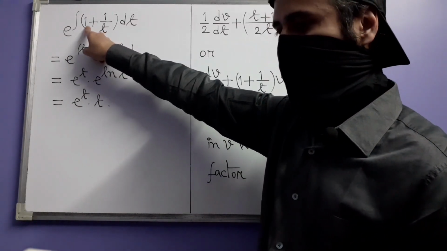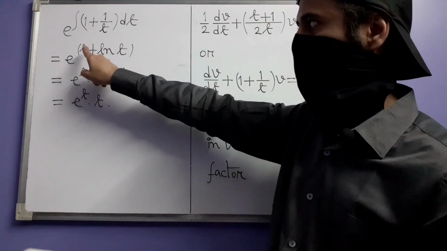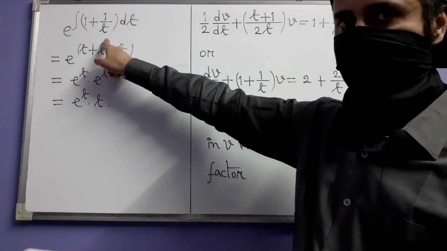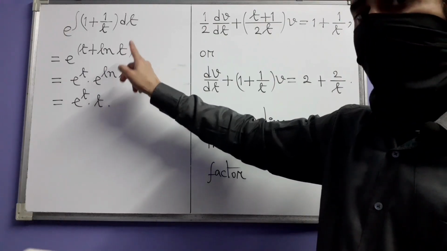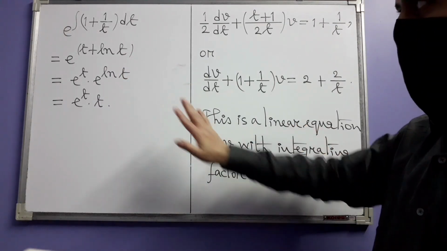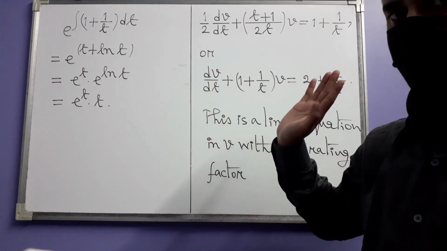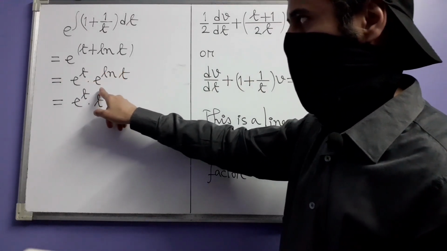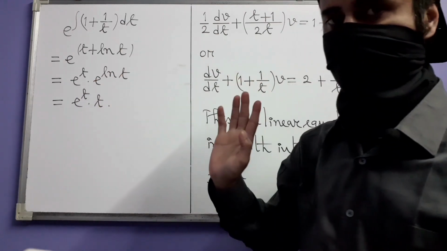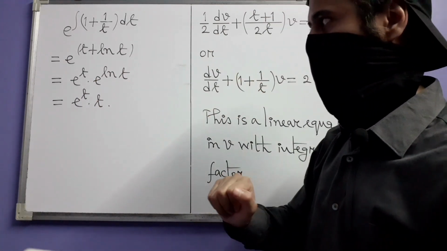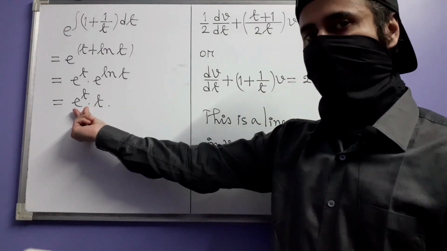The integral of 1 with respect to t is t, and the integral of 1 over t with respect to t is ln of t, and here again we are assuming that t is positive. Those assumptions are there in the background. Now using one of the exponential laws, you can write this like this product. This part will be t, but you will have this e to the power t.